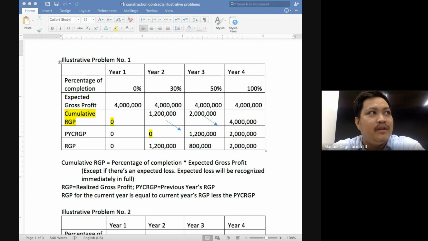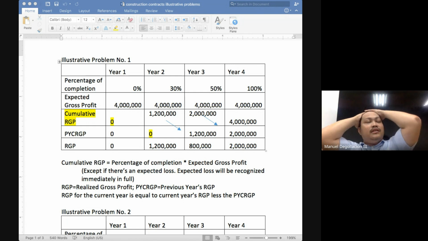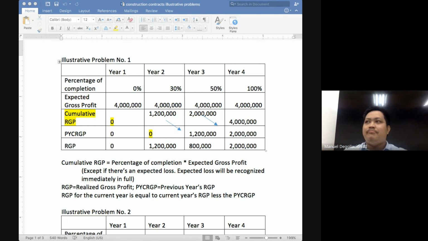Okay. And many students, class, would think that this topic is difficult because of the different ways in which the information or data may be given. But at its core, class, the most important thing for you to determine using the percentage of completion method is obviously the percentage of completion. That would be the most crucial factor that we will have to consider.